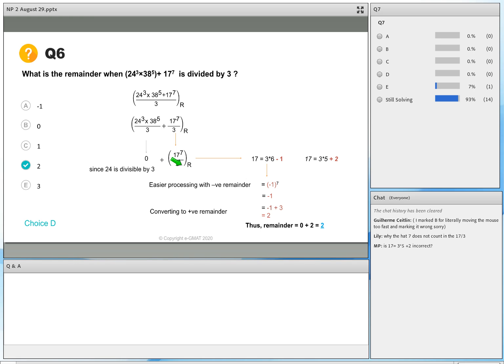Please mark still solving while I read comments. I marked B for literally moving the mouse too fast.